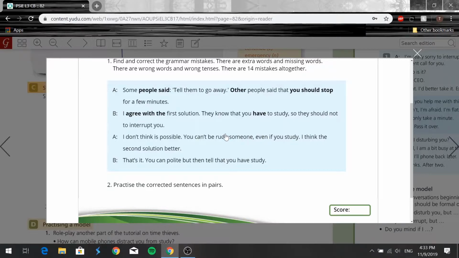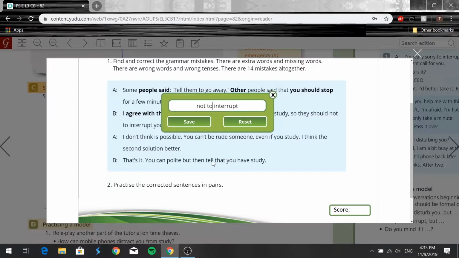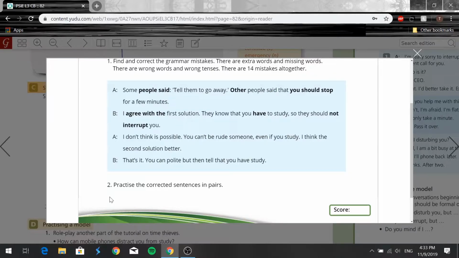so they should not, they should not interrupt you. We'll get rid of to here. So they should not interrupt you. Okay, so I agree with the first solution. They know that you have to study, so they should not interrupt you. Again, I don't think that is possible. You can't be rude to someone even if you study. I think the second solution is better.